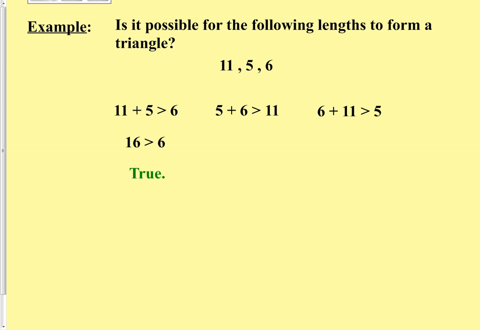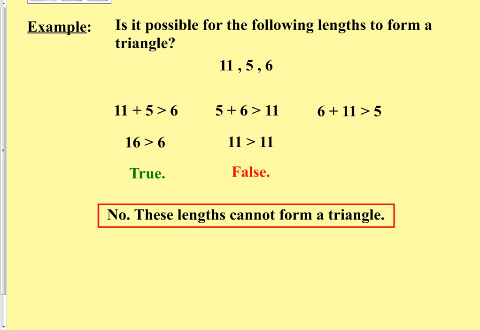In the center, 5 plus 6 is 11. The statement now says 11 is greater than 11. Now, it is a tie, but the problem here is we don't have a tie goes to the runner rule or anything like that. 11 is not greater than 11. It's very, very close, but it is inaccurate. So we have a false statement. There is no sense in going any further in the problem. These lengths cannot form a triangle.